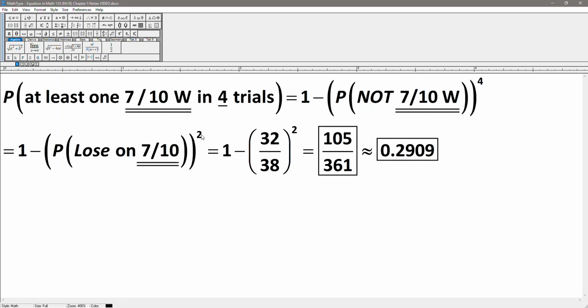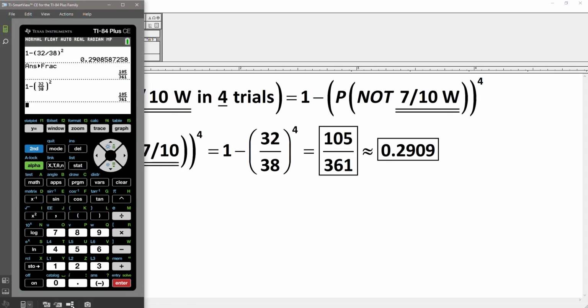So that means we're going to take the probability of losing and raise it to the 4th power. But the probability of losing is 32 over 38, so I just need to raise that to the 4th power. So let me try that. If I use my up arrow, I can grab the old thing that I typed. Or you can hit the 2nd and then the enter button, and that'll get your last entry. And I'm just going to change my number up here from a 2 to a 4.